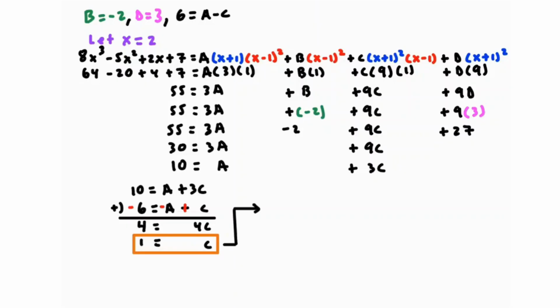Substitute into the second equation, which was 6 equals A minus C. So, substitute in C equals 1. We will solve this and we get 7 is equal to A. So we solved for A. Last step is to write the partial fraction.